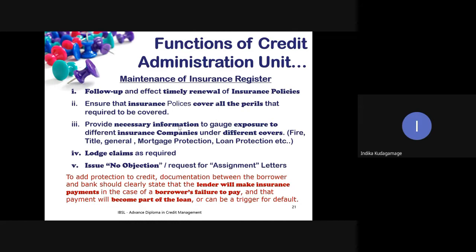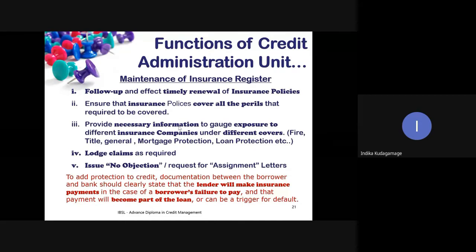Because when something like that happens, we are not going to give more money for the customer to come out. Yes, we give sometimes, but with regular thinking, we hardly give that kind of money. So maintenance of the insurance diary is a very, very important function. Right? You have to renew. You need to have the insurance, then you need to have the original policy. You need to check whether our mortgage asset is insured properly, all the perils are there, all those things.